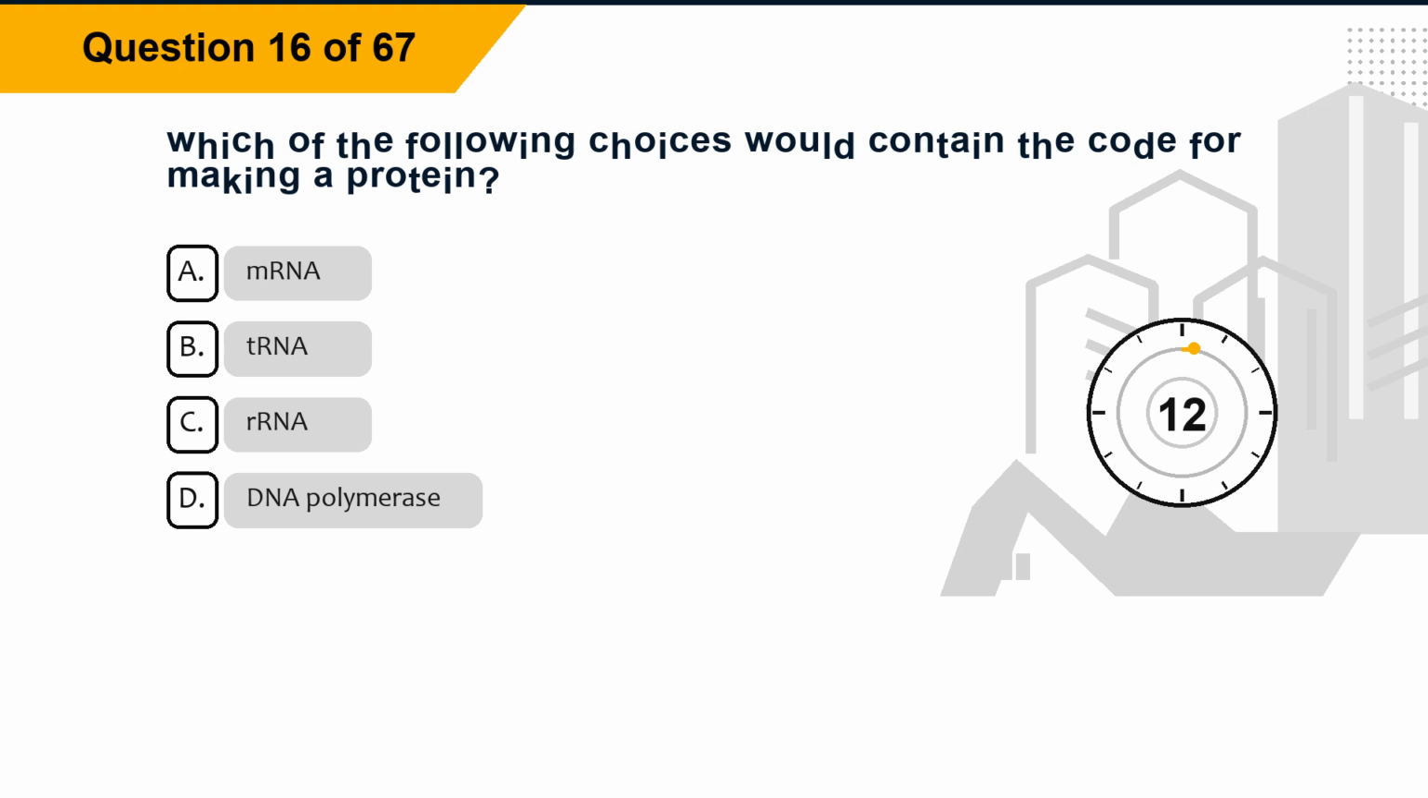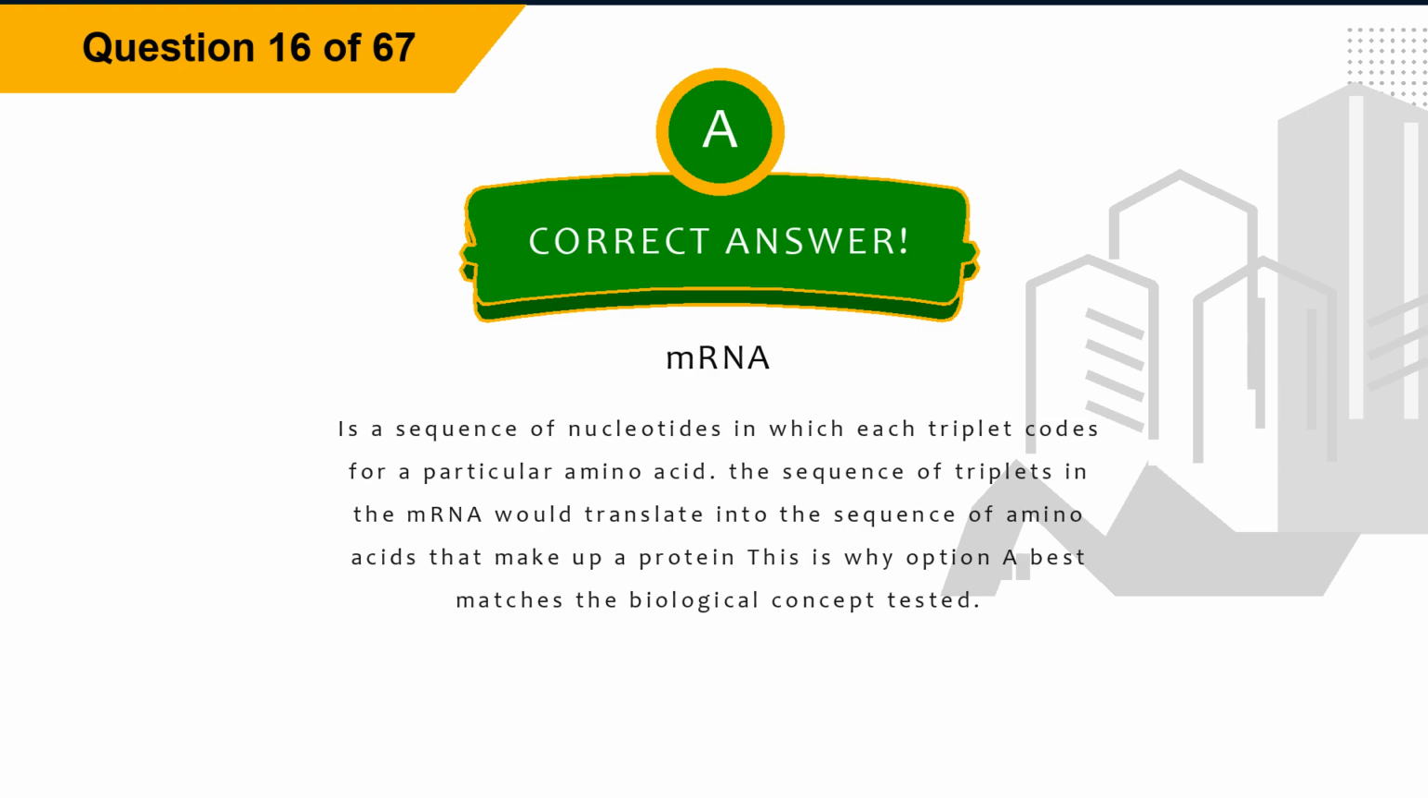Question 16. Which of the following choices would contain the code for making a protein? Option A, mRNA. Option B, tRNA. Option C, rRNA. Option D, DNA polymerase. The correct answer is option A, mRNA. Explanation. mRNA is a sequence of nucleotides in which each triplet codes for a particular amino acid. The sequence of triplets in the mRNA would translate into the sequence of amino acids that make up a protein. This is why option A best matches the biological concept tested.